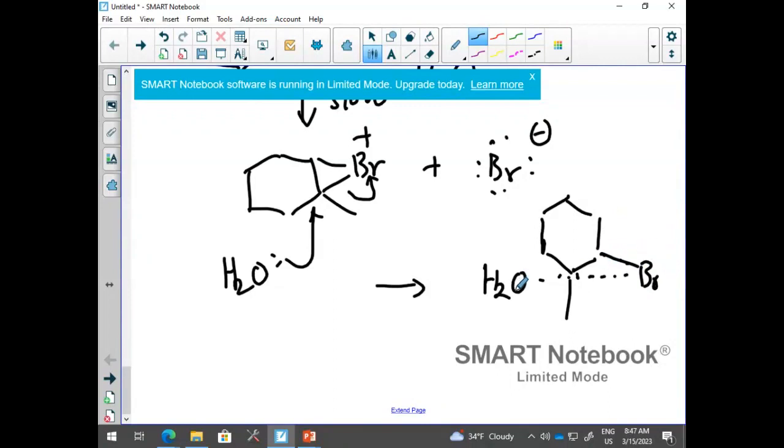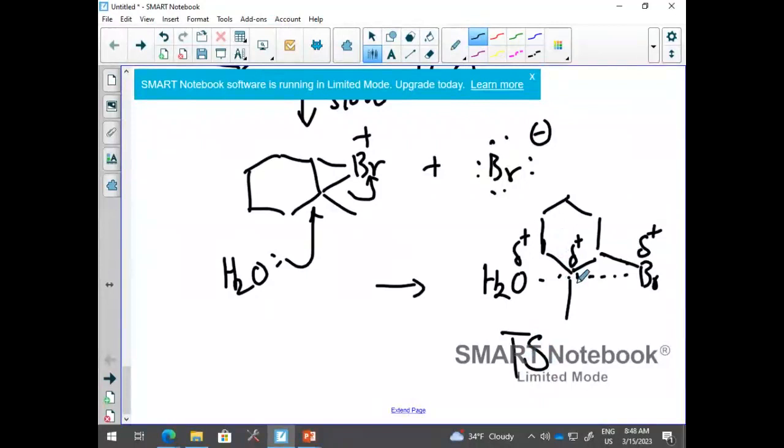So if you look at this transition state, the water partially donates the lone pair to the electrophilic carbon, so water is going to carry a partial positive charge. And because this bond is half broken, the bromine no longer carries a whole unit of negative charge, it only carries a partial charge. For the same reason, this central carbon also carries a partial positive charge. Okay, so this is a transition state.